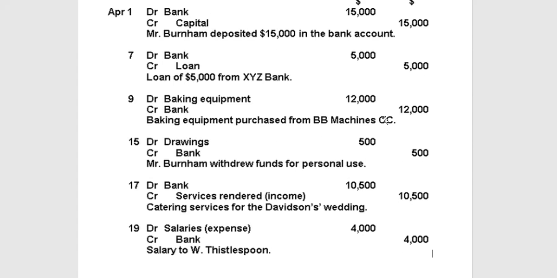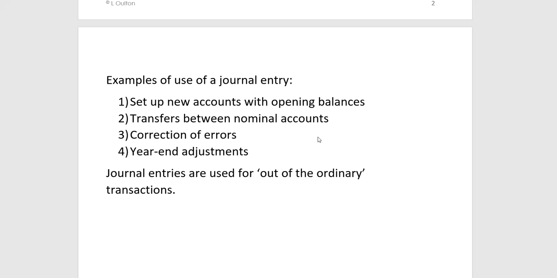Nowadays, a lot of systems are computerized, and a computerized system can guard against mistakes. So what you find generally now is not every single transaction is written into the journal, but largely the extraordinary ones are. Commonly you might find journal entries just for things like setting up accounts with opening balances, unusual transfers between nominal accounts, correction of errors certainly, and year-end adjustments. So journal entries are used for out of the ordinary or extraordinary transactions.